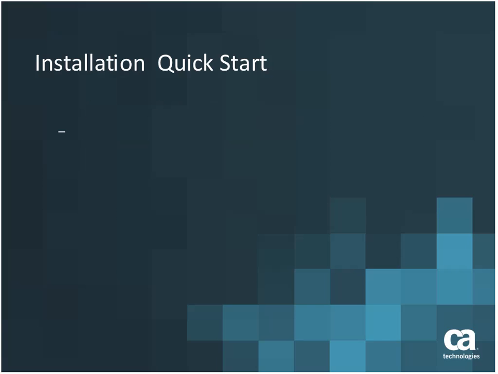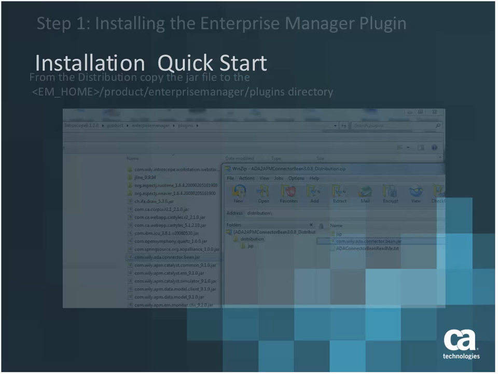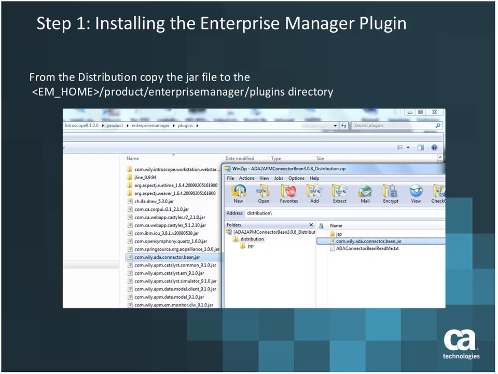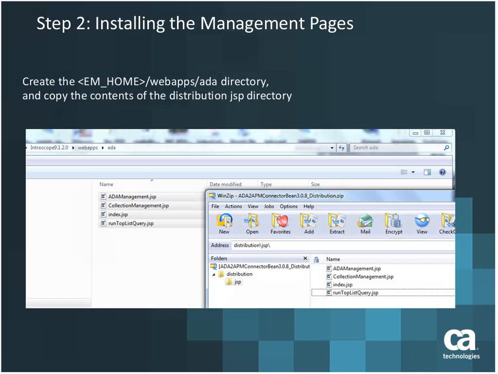So to quickly go through how you install this, and I do mean quick, because a subset of this presentation is included with the deployment, so you can follow along when you go to deploy. You basically have a jar file that is dropped in the Enterprise Manager's plugin directory, and a bunch of web files that are placed in a directory you create called ADA under the Web Apps directory under EM, and you can protect these pages by enabling security on the web server on the Enterprise Manager.